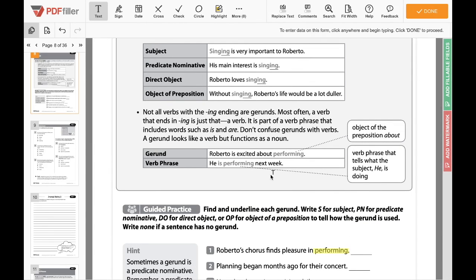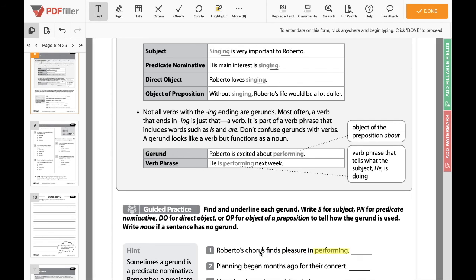So if we look at our examples, it says singing is very important to Roberto. That would be the subject of the sentence. Well, here the subject of the sentence is Roberto's chorus, right? So we know it's not that one. Predicate nominative is where this renames this. So singing is also his main interest. Well, here, performing is not also his chorus. That's not the same thing. So we know it's not a predicate nominative.